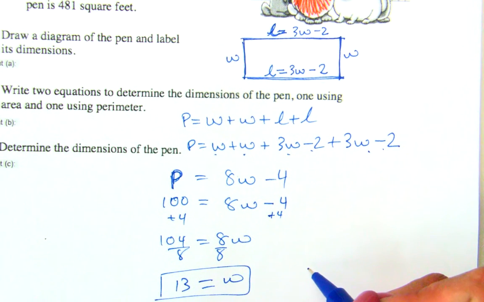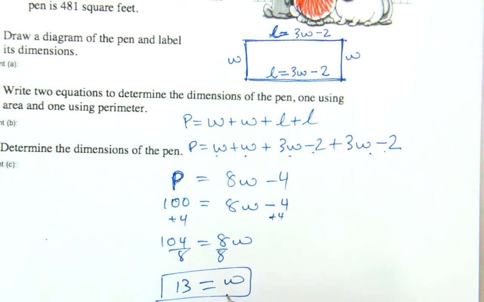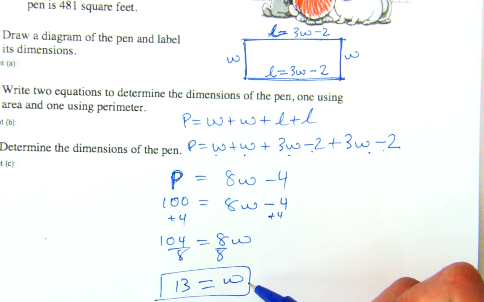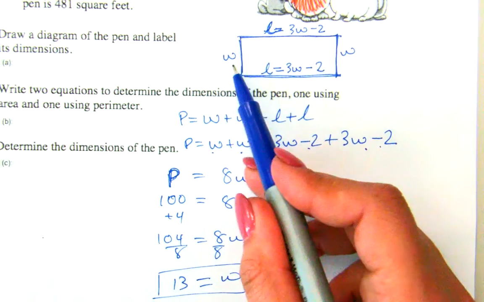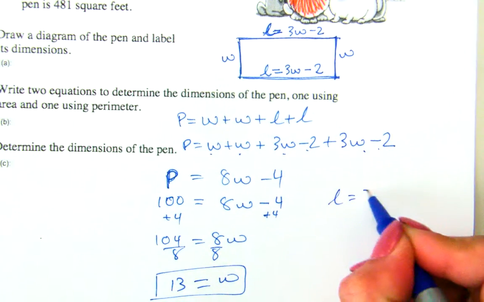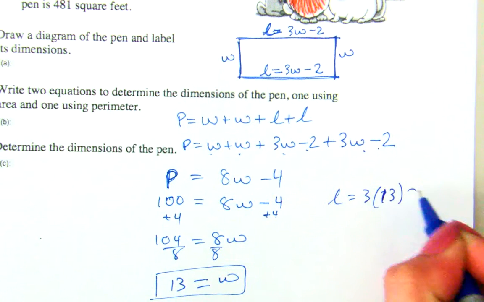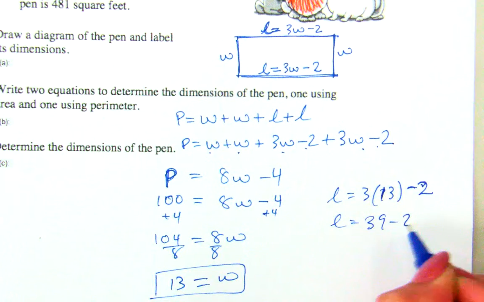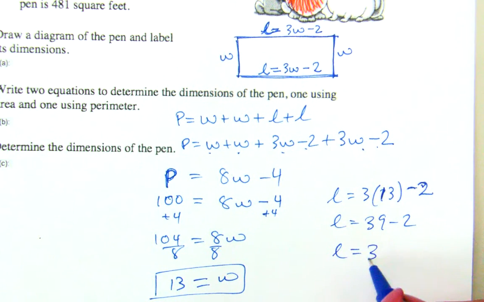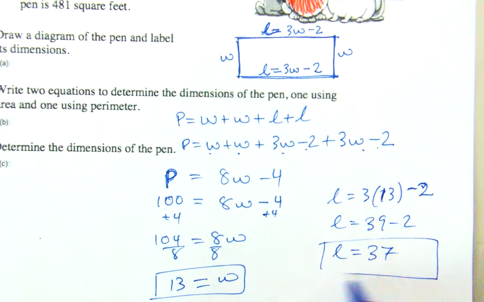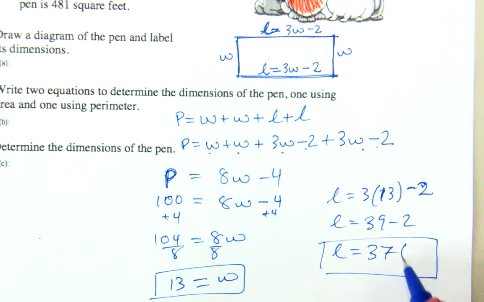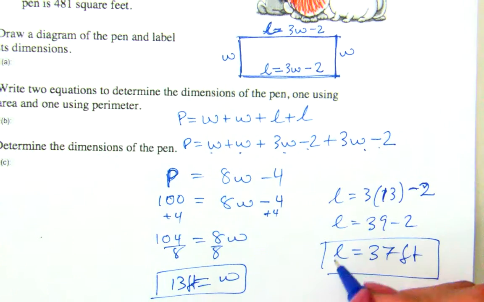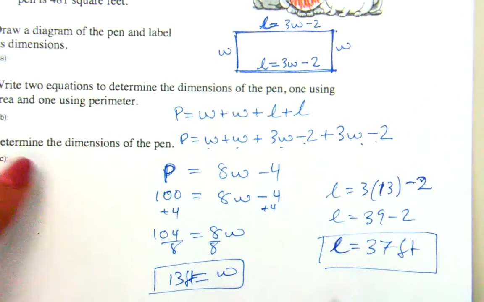And then that's finding it using the perimeter. Okay, we got to plug it back in and actually find the length. So if the width is 13, that's 13. The length is 3 times 13 minus 2. So 3 times 13, 39 minus 2. So the length is 37. Yay. 37 what? Feet. Okay, here we go. 13 feet is the width, 37 feet is the width. I mean the length.